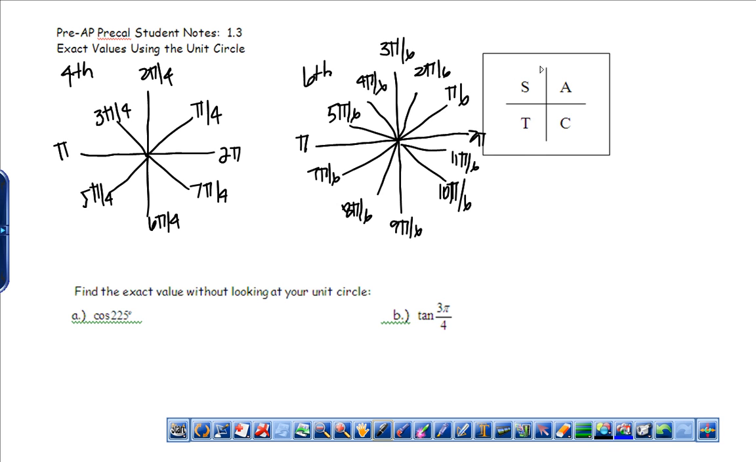Okay, all students take calculus. Remember, this tells you in what quadrant what function is positive. So I'm going to go ahead and write down SOHCAHTOA, and then write down their reciprocals. Secant, this is secant, and this is cotangent. Remember, this is all functions are positive here. This is sine and its reciprocal. This is tangent and its reciprocal, and this is cotangent and its reciprocal.